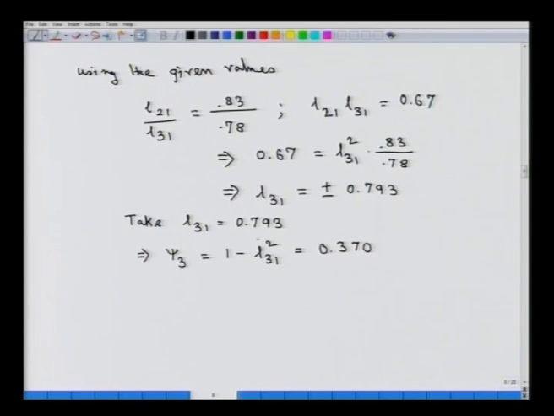So the square of this quantity subtracted from 1 gives us this. Now what is psi 3? Psi 3 was supposed to be the specific variance of the ith specific factor, that was supposed to be positive, and it is in this particular case.